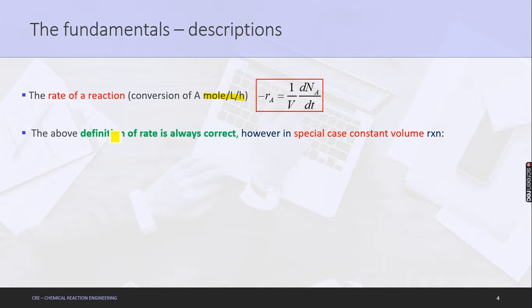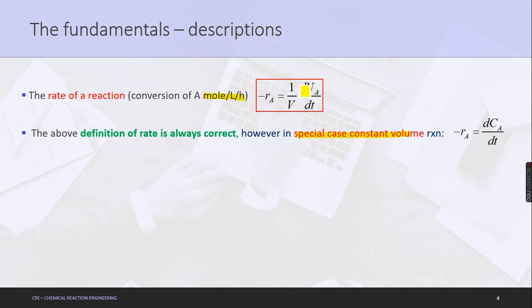This above definition is always correct. Whatever the reactor may be, whatever the scenario may be, this definition is always true. But we also have some special cases, which we normally remember and memorize, that is r_A = dC_A/dt. It is the change of concentration with time. So we need to understand what the original definition is and what the special case is.